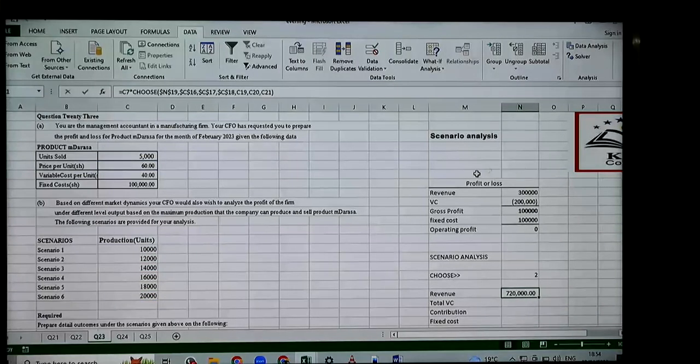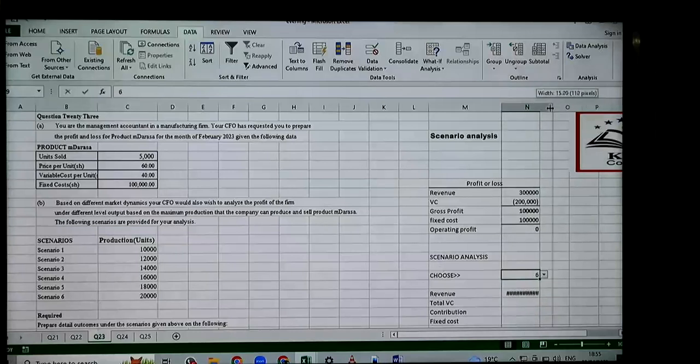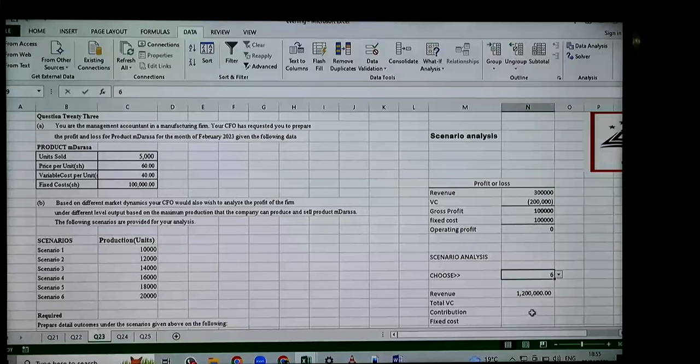So, for example, here we had 5,000 units. If you change a scenario here, let's say we are at scenario 1, you see it's 600. So the 600 is the 10,000 times the 60. If you go to scenario 6 here, let me widen. It's 1,200, so 1.2 million. So it will be the 20,000 times 60. You see now how the scenario is coming.